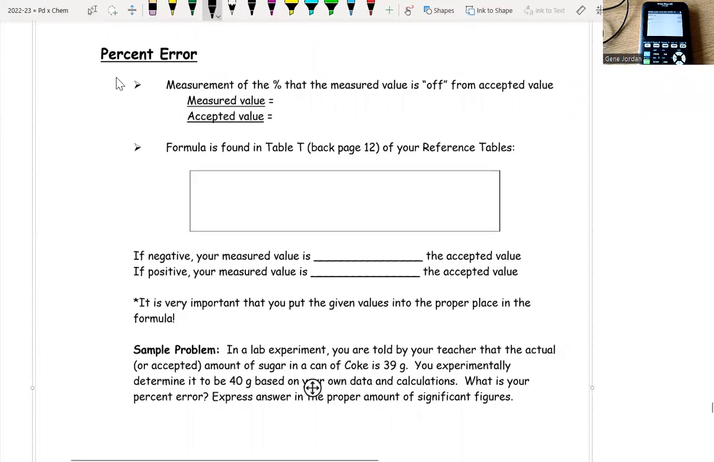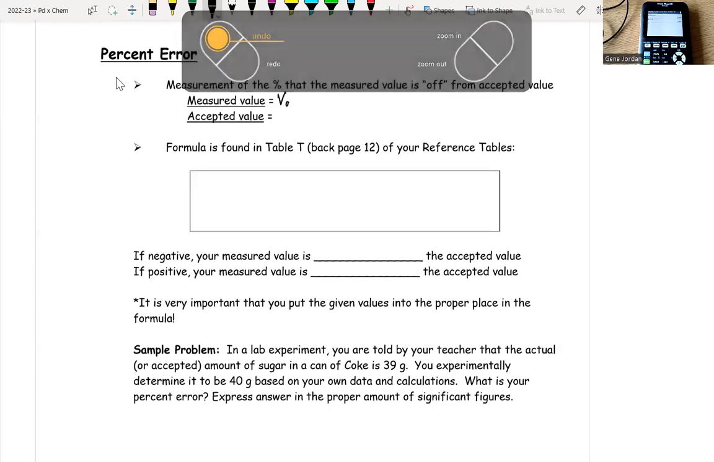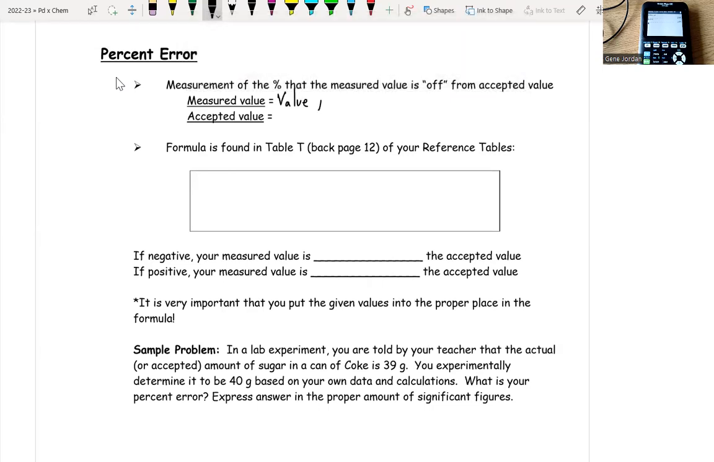Percent error is a measurement of the percent that it's off. So you take a measurement, what it should have been versus what you measured. The measured value is the value you get. So you take out a ruler, and what you measure is the actual value you get. The accepted value is the value you should get. There actually is a real dimension to that, and so that's what you should get, or it's accepted by research.